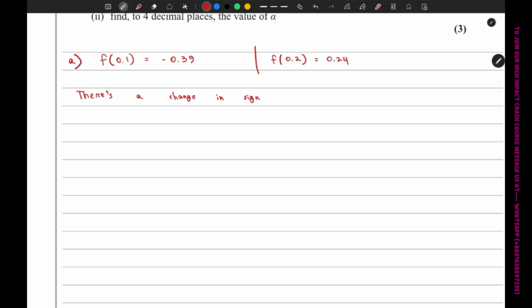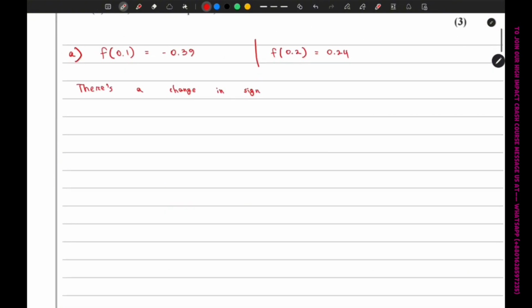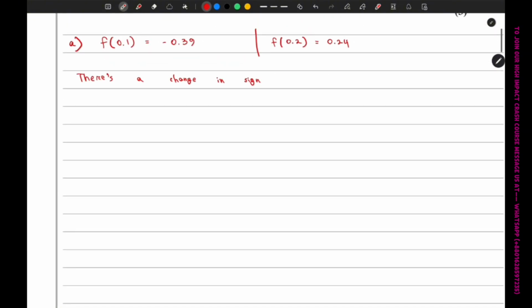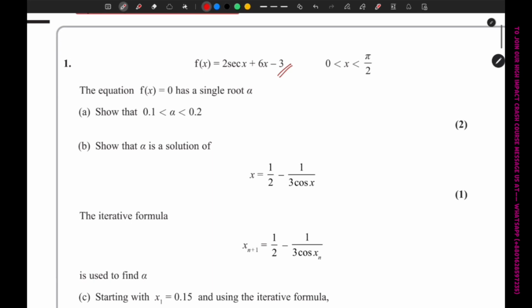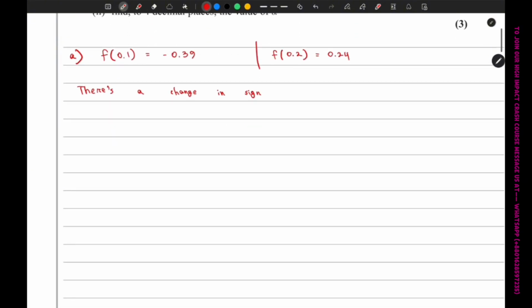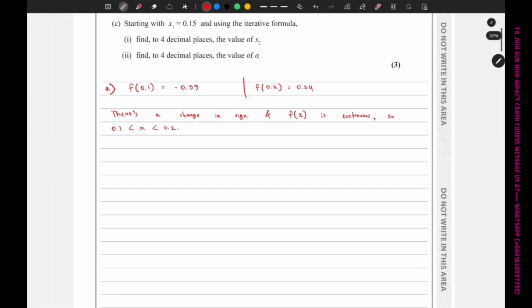And the second thing we need to state is that the function is continuous. So this is a continuous function, which means there are hundreds of values of x. There's a change in sign, and f(x) is continuous. So alpha lies between 0.1 and 0.2. So that is the answer.